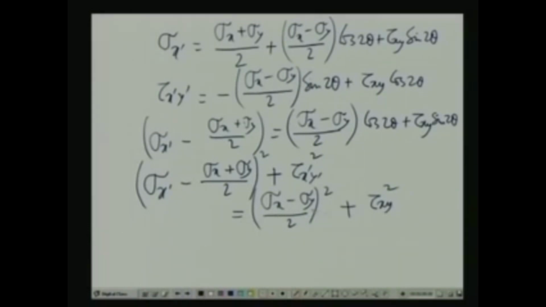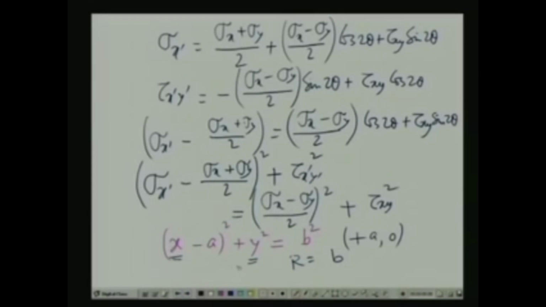This particular equation can be represented as (x minus a) squared plus y squared is equal to b squared, and this particular equation is a well known equation, which is that of a circle, where the center of the circle lies at the coordinate plus a, 0, and the radius of which is equal to b, and x represents sigma x dashed and y represents tau x dashed y dashed.